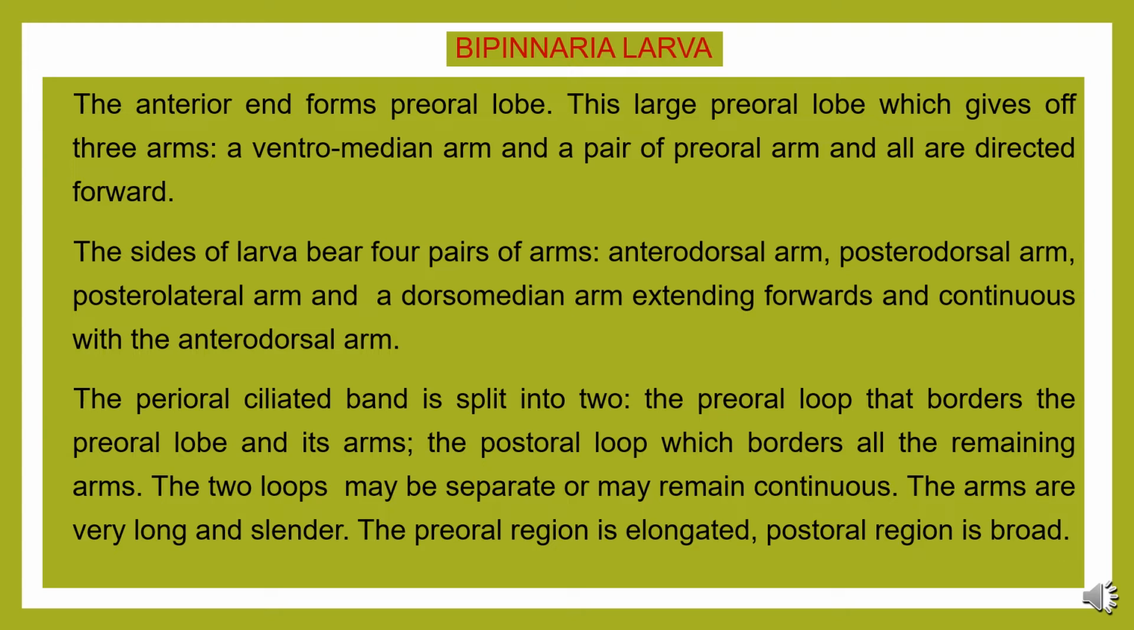The perioral ciliated band is split into two: the preoral loop that borders the preoral lobe and its arms, and the postoral loop which borders all the remaining arms. The two loops may be separate or may remain continuous. The arms are very long and slender. The preoral region is elongated, and the postoral region is broad.